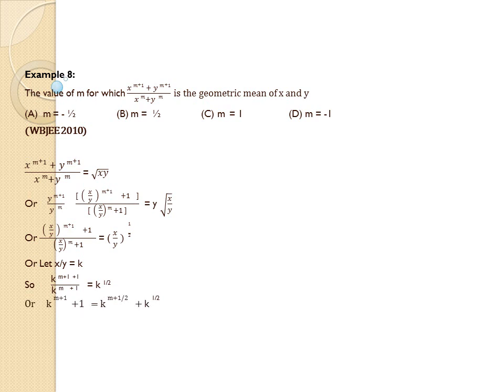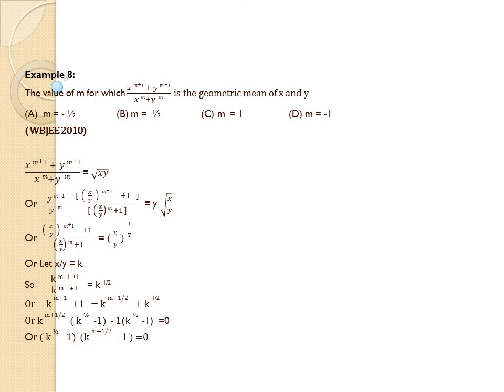So I will just simplify this: k to the power m plus 1 equal to k to the power m into k to the power half, means k to the power m plus half, plus k to the power half. So I am taking k to the power m plus half common, and it becomes k to the power half minus 1 into k to the power m plus half minus 1 equal to 0.